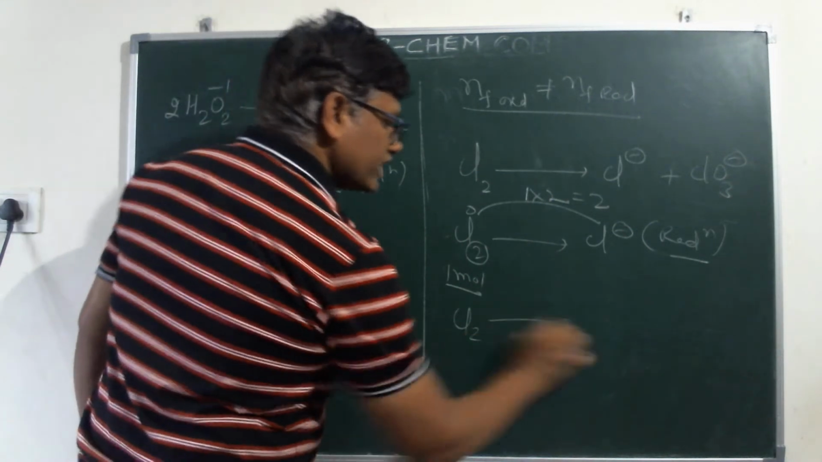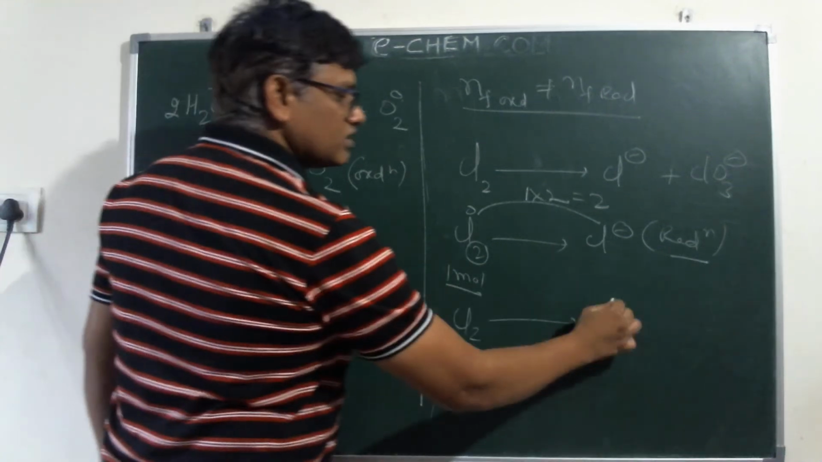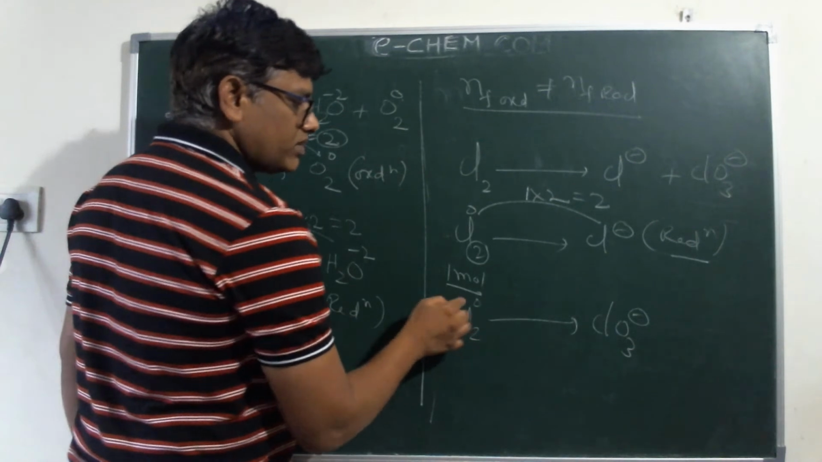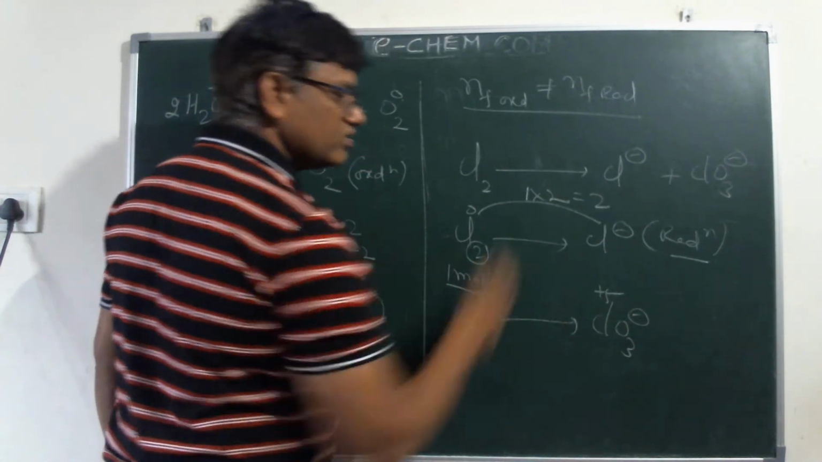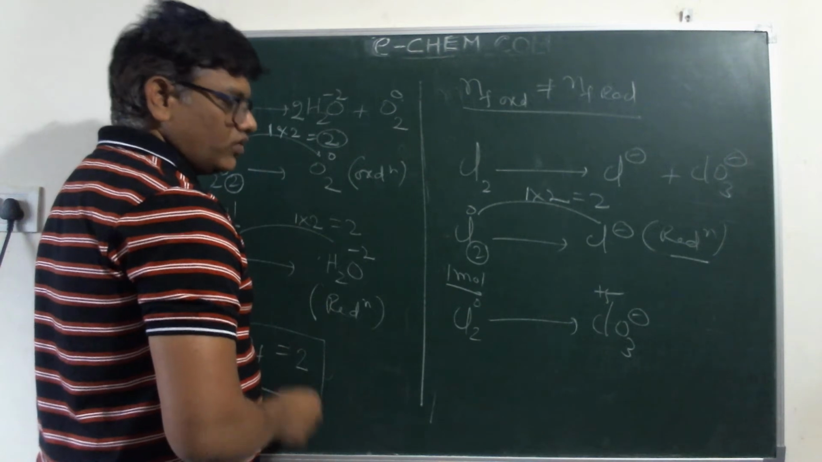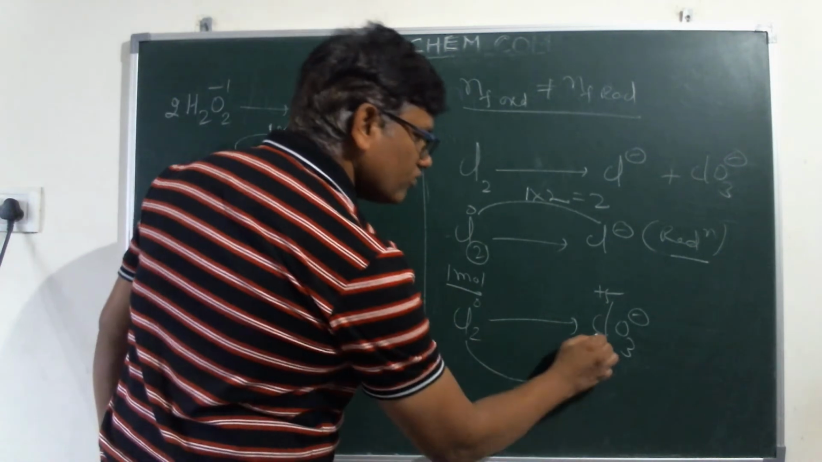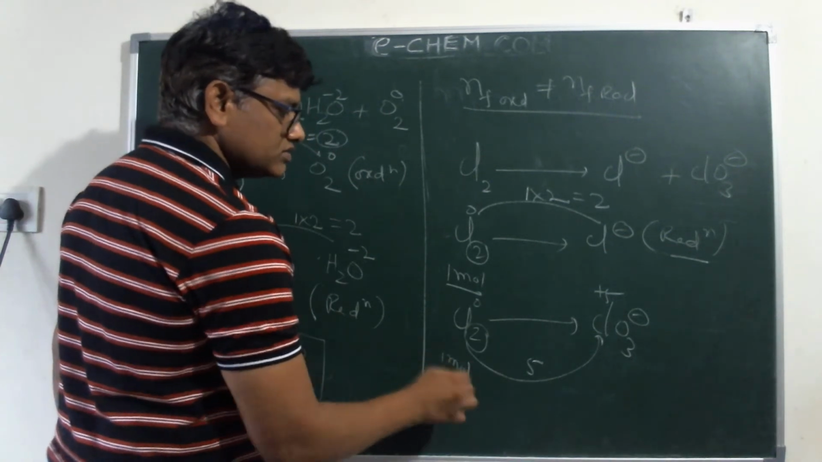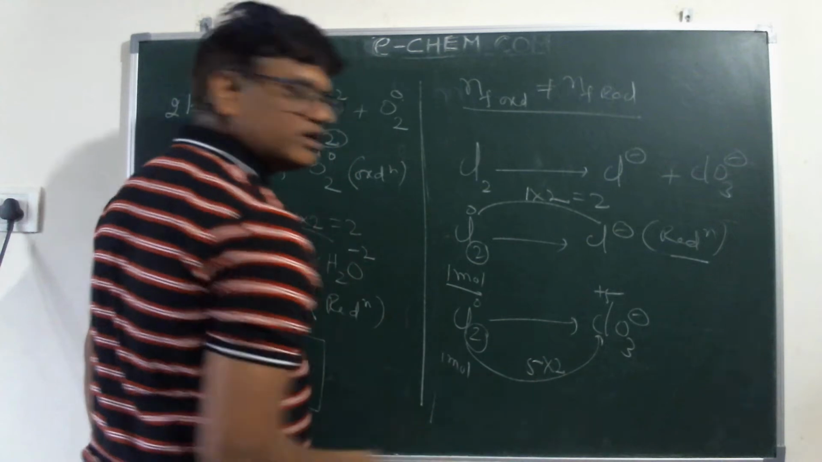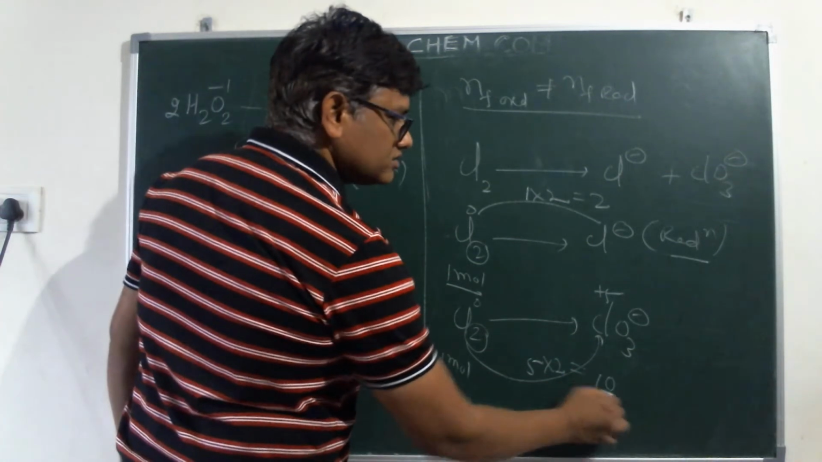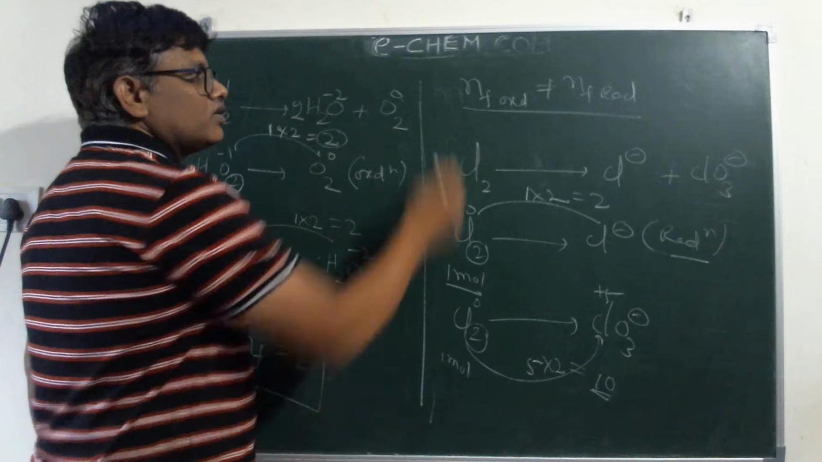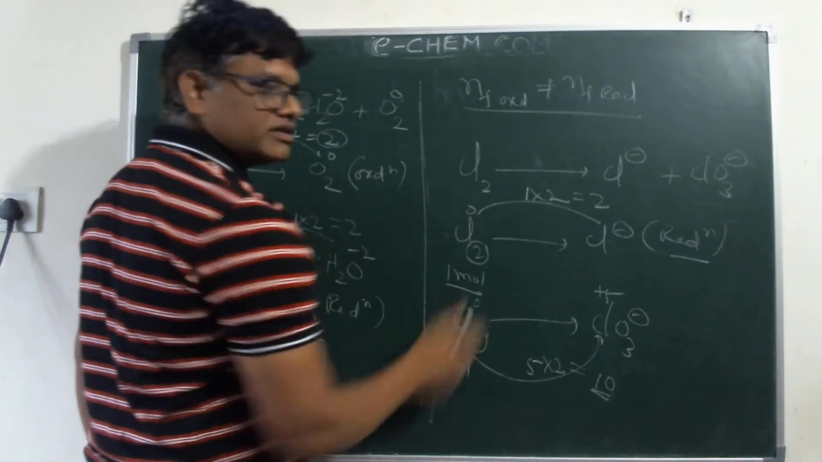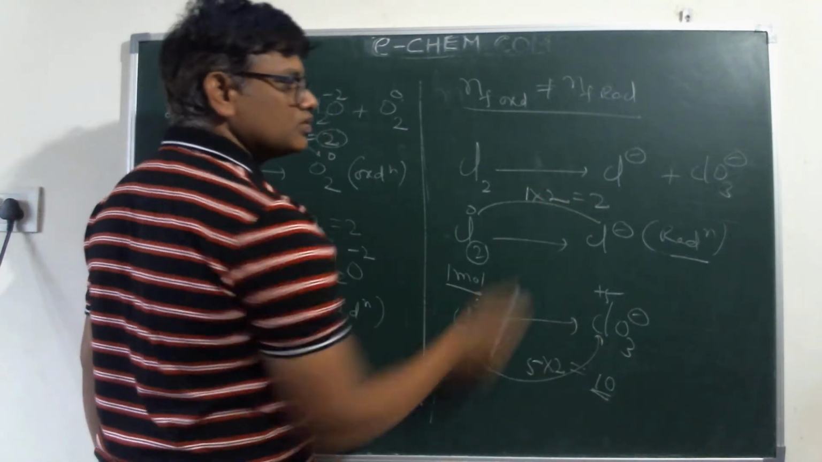Taking the other half reaction, with the product ClO3 minus, the oxidation state of chlorine changes from 0 to +5. The overall change for 1 chlorine is 5 units, but 1 mole of the compound has 2 chlorines, so you multiply by 2. Overall you get 10. So the n factor of oxidation and the n factor of reduction are different: 10 and 2.